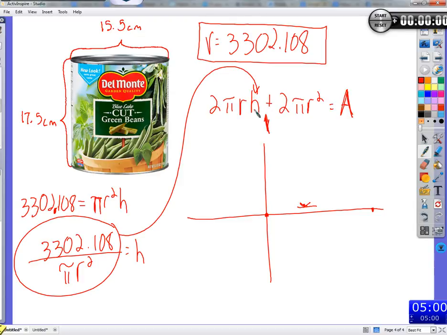So your homework is to solve this problem. Find the value of the radius, find the height, whatever it is, that gives the minimum surface area. This is going to be online. Yeah, I'll post a video on notes.